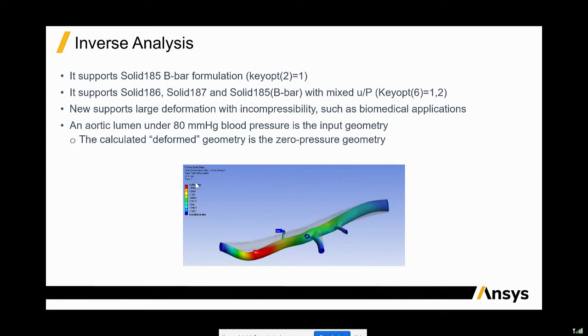And it does support, this is probably the most important part, large deformation with incompressibility for biomedical applications. The example they give below is if they take a balloon and stick it inside an aortic lumen under some pressure, blood pressure, they want to calculate the deformed geometry, which is the zero pressure geometry. So what does it look like when there's no pressure on it? So you can go ahead and calculate that. It's pretty neat.